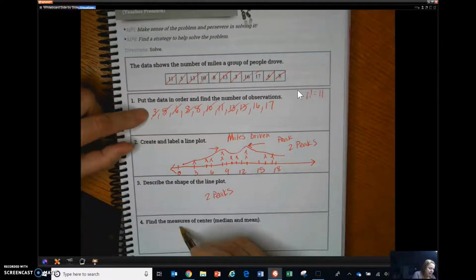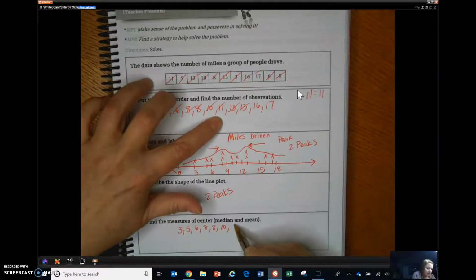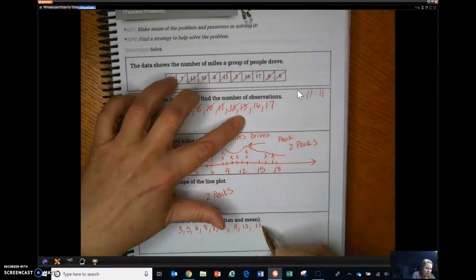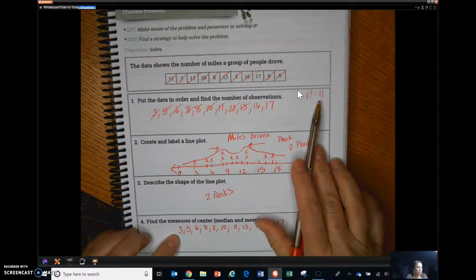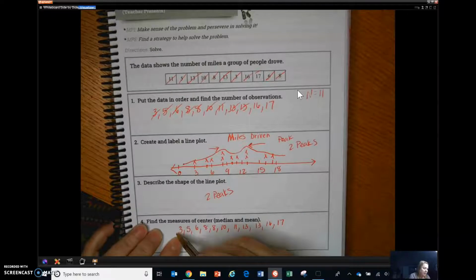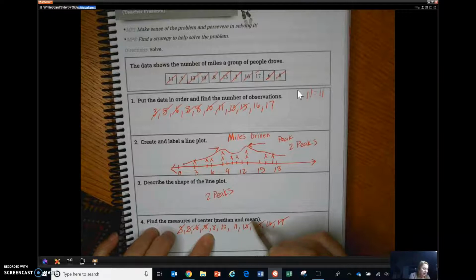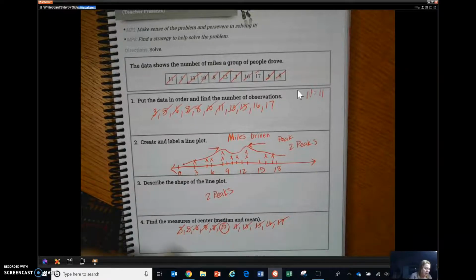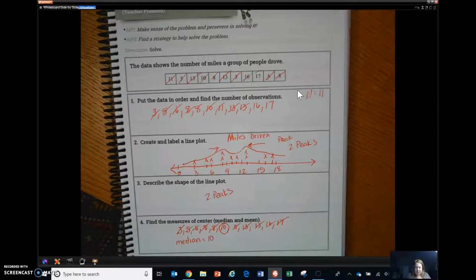Find the measures of center. So I'm just going to rewrite these. 3, 5, 6, 8, 8, 10, 11, 13, 13, 16, and 17. We're going to cross off. We have an odd number, so one of these will be right in the middle. So cross off left, right, left, right, left, right, left, right, left, right. This right here is the median. Median means middle, equals 10.